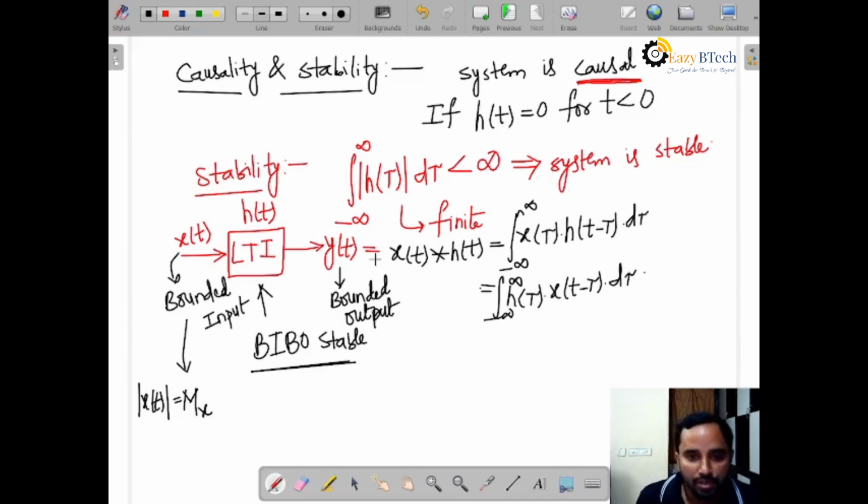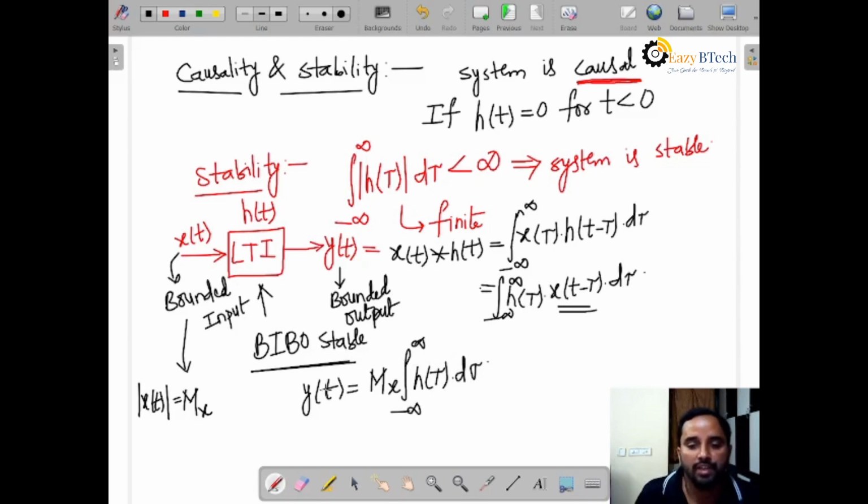So I am going to see the output now. The output must be bounded, maybe 30 or 40, some finite value. So with this condition, the output y is, in place of the input, we can take mx and write it outside the integral, and the integral from minus infinity to plus infinity of h of tau d tau. The value of y of t must be bounded, then only the system will become stable.